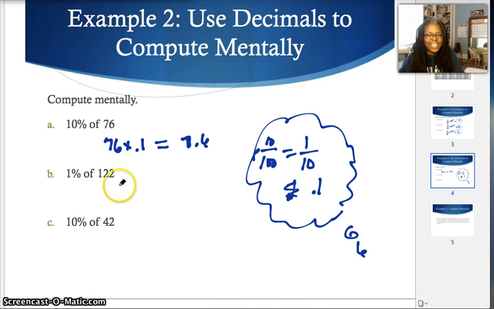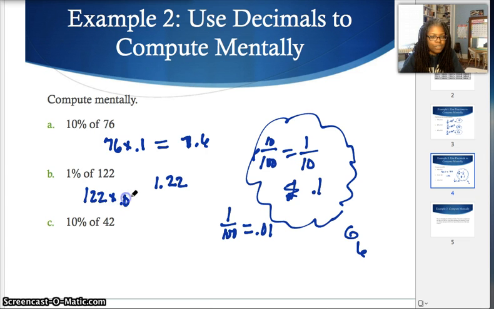Okay, 1% is very similarly just as easy. 1% is 1 out of 100, which is 100th, which is to multiply by 0.01, which really means to move the decimal place over 2 spaces to the left. So my answer here is 1.22 because I'm multiplying 122 times 0.01, and I get that. Finally, again, another opportunity to use our 10%. Boom. Done, right? Move the decimal place over 1 space to the left.